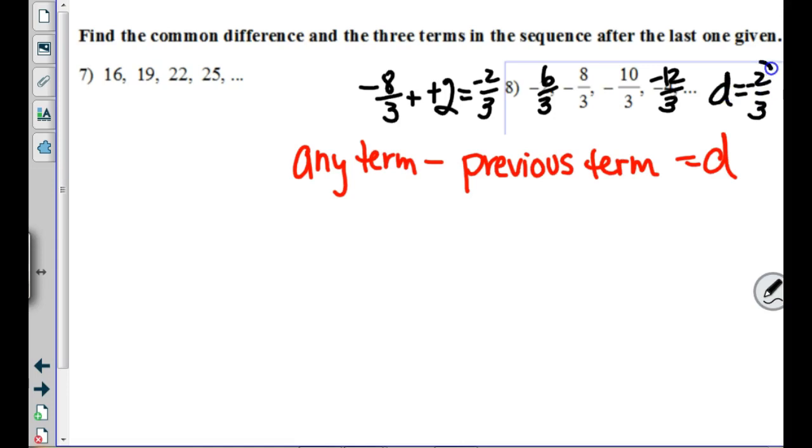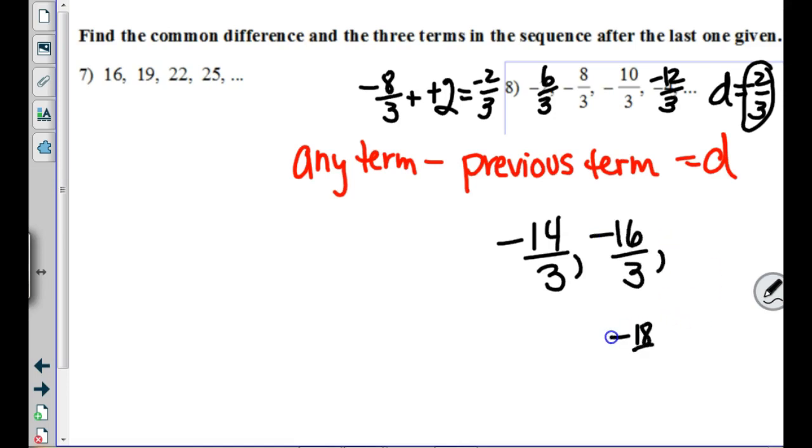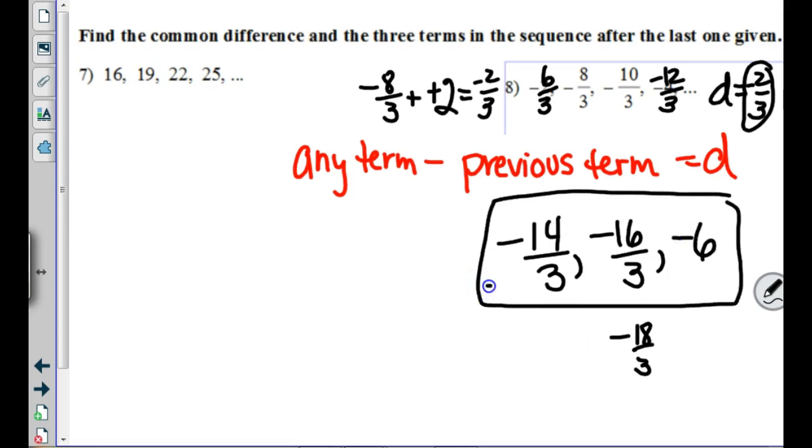Okay, I need the next 3 terms though. So we were at negative 12/3. If we take away 2 more, we'll be at, yes. And then 2 more would be, and 2 more would be negative 18/3, which would be negative 6. So there's the next 3 terms. Obviously, number 7 would have been much easier, but same concept.